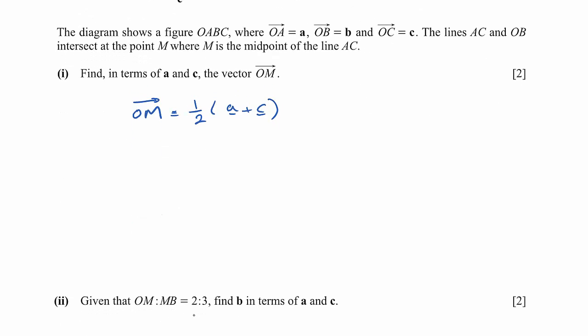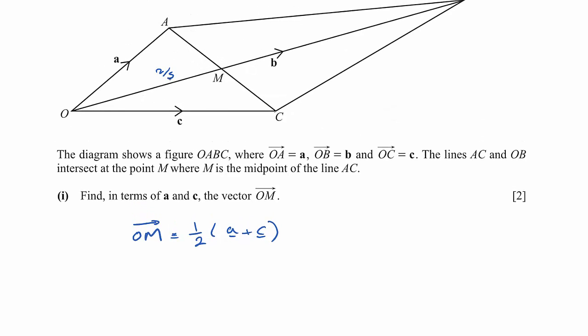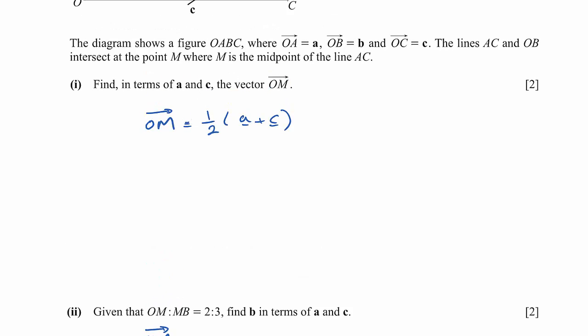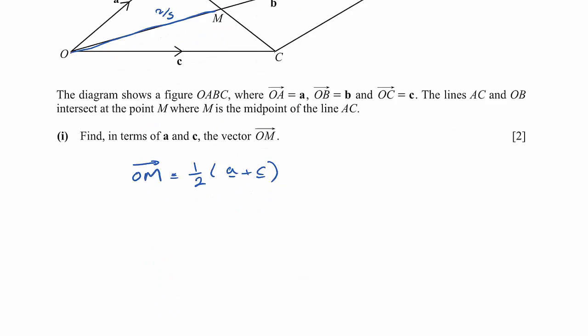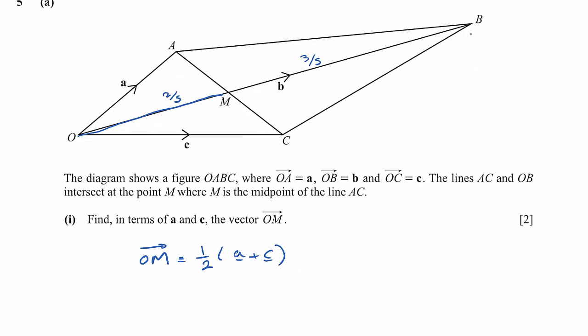Given that OM to MB is 2 to 3, find B in terms of A and C. So OM and MB is in the ratio 2 to 3. So in other words, this is 2/5 of OB, and this bit would be 3/5 over here. So what we're being told there is that OM, and OM is this vector just here that we just found in part A, is actually 2/5 of the vector B, which is going all the way from O to B.